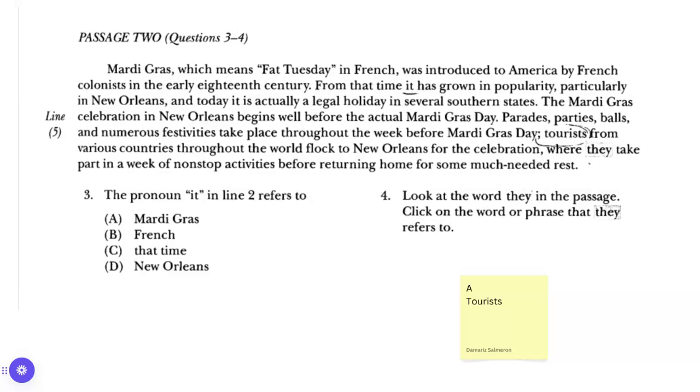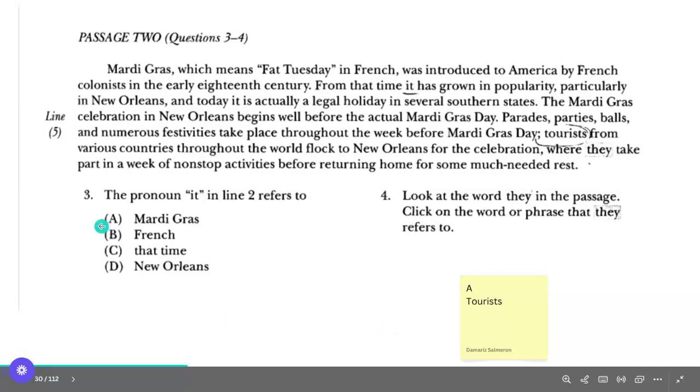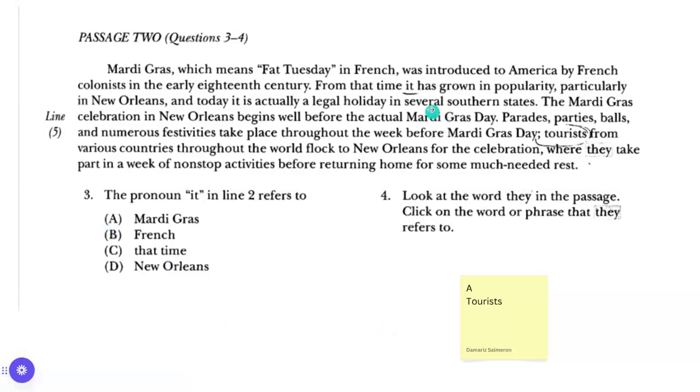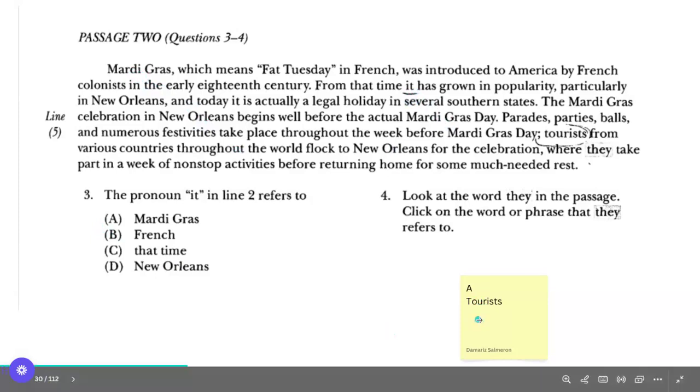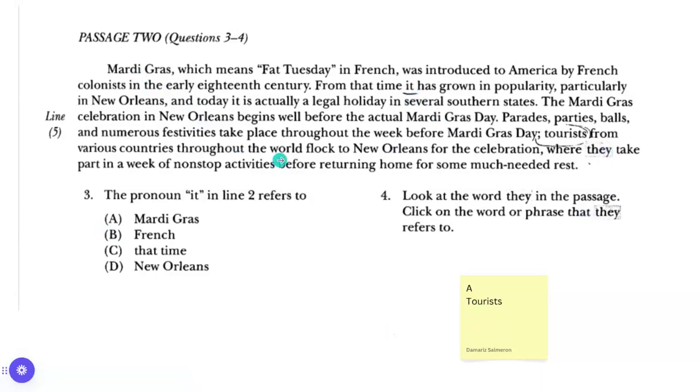And we already have the answers here, A and tourists. A, Mardi Gras. It says, from that time, it has grown in popularity. What has grown? Mardi Gras. And number four, tourists. It says they take part in a week of non-stop activities. Now, if I go back, I know it says tourists. Tourists from various countries flock to New Orleans. They take part.